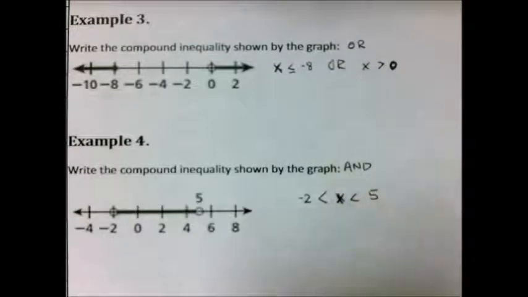And you see how I did that is I just kept x in the middle. I made it greater than -2, but less than 5. And we've written our inequality, or compound inequality, that was shown by the graphs.